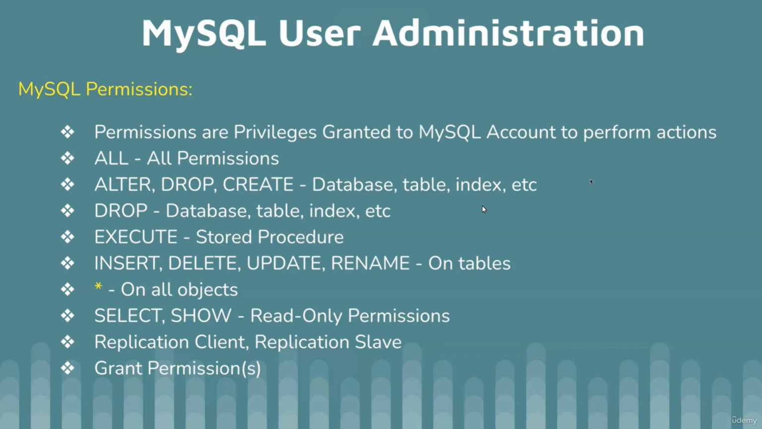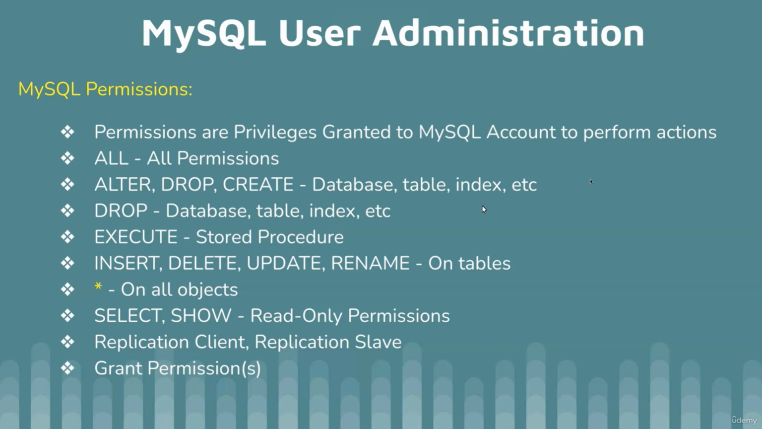There are some read-only permissions also, like select. You only want to give someone select permission or show permission. So these are considered read-only permissions. They do not make any data changes. There are some replication-related permissions. If you want to start a replication, they used to call it replication slave. Now they have changed the term to replication replica. If you want to stop replication, you need to have specific permissions.